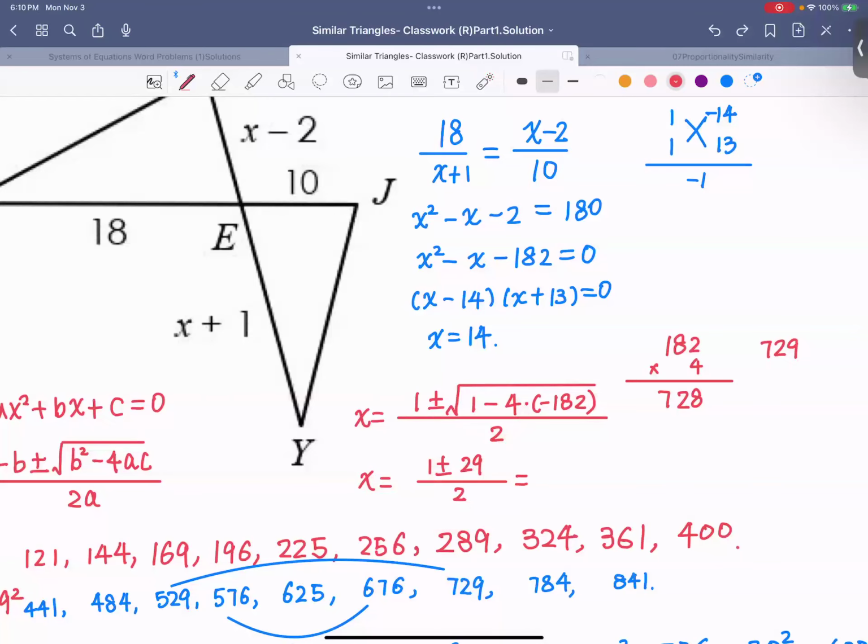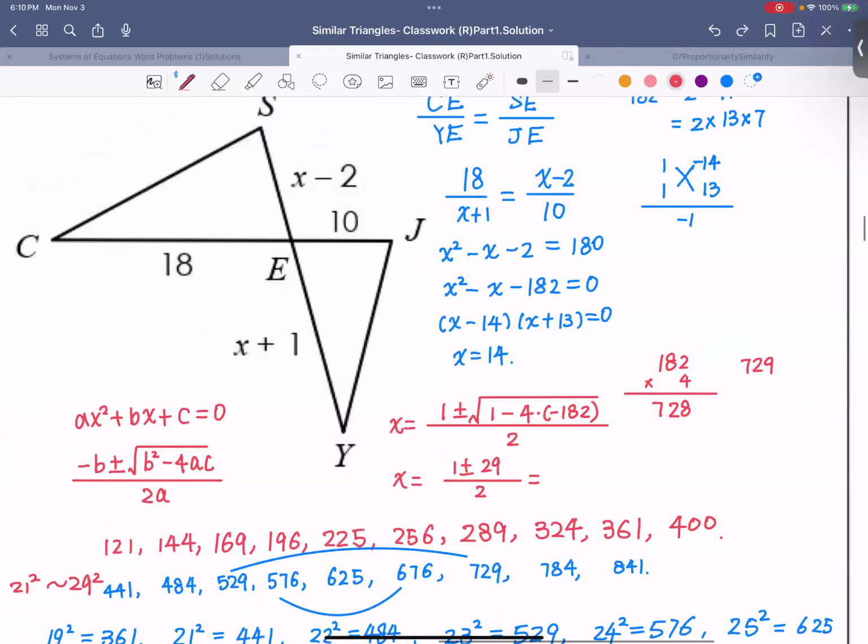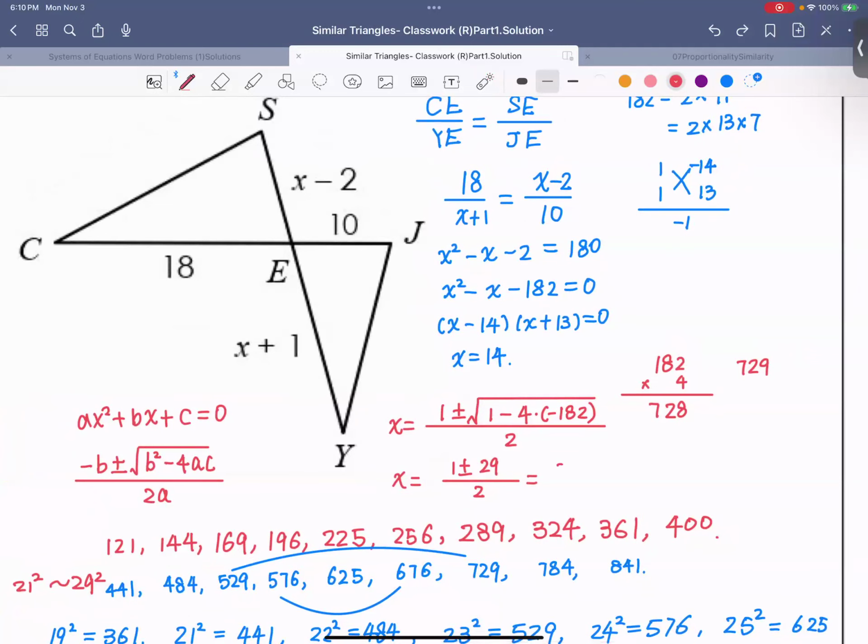Okay? So you have this, and then you have plus. If you make this plus, this gives you 30 over 2, which is 15. And how about the other one? 29 minus 1, 28 over 2, so 14. So this is negative 14.